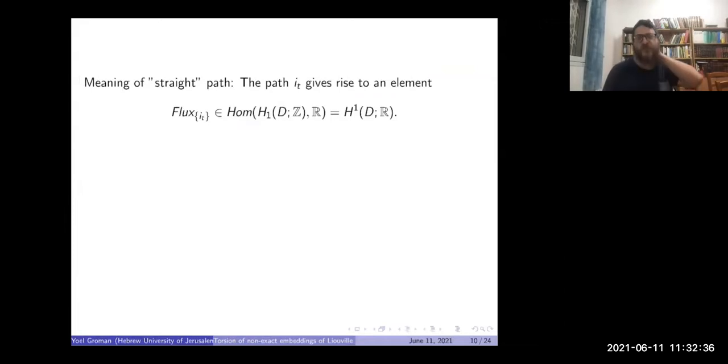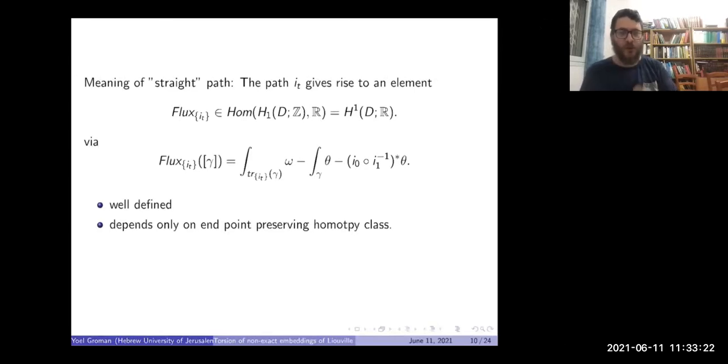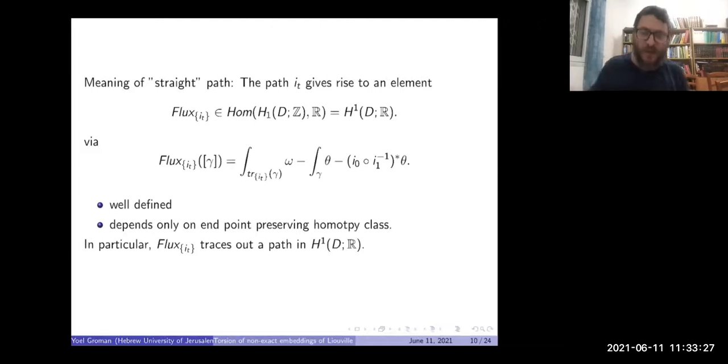Okay. So, what is the meaning of a straight path? If you have a path of embeddings of Liouville domains, then this gives you some kind of element in the cohomology, which is defined by integrating somehow. You want to define an element in cohomology with values in R, so you need a functional on homology classes. To a homology class, you consider the cylinder that is traced out by it, and then you integrate omega. That's not well defined, but since you also have these primitives, that exactly makes it well defined. So you get something which is defined on homology and which depends only on the endpoint-preserving homotopy class. So this means that any path of embeddings traces out a path in the cohomology with values in R, and then you can talk about straight paths. Okay, and then this leads to the final property, which will answer.